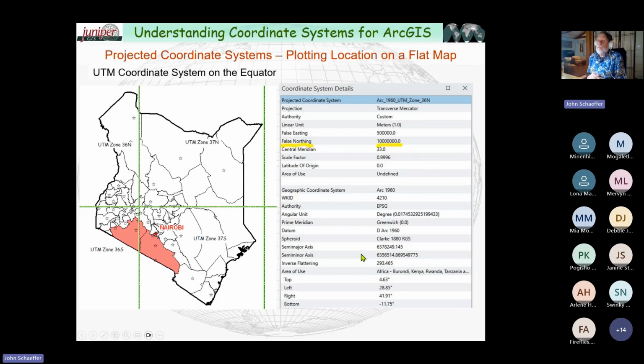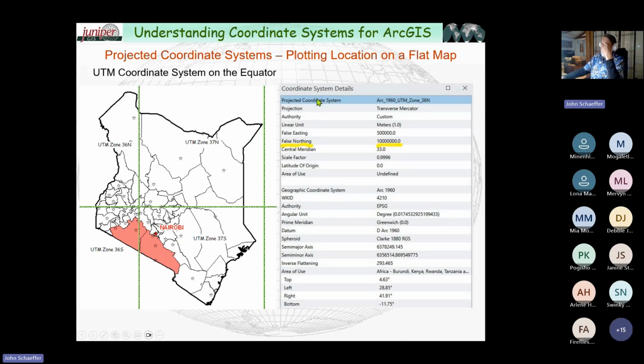Now let's talk about UTM coordinate system on the equator. So this is Kenya over here. And I was using some data for a class over here, these two provinces, Narok, Kajiado. And I got data from Livestock Research Institute in Nairobi. And they give me the data, and here's the specifications.